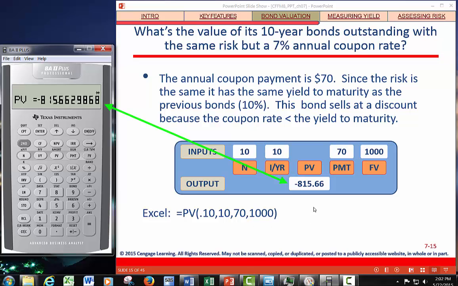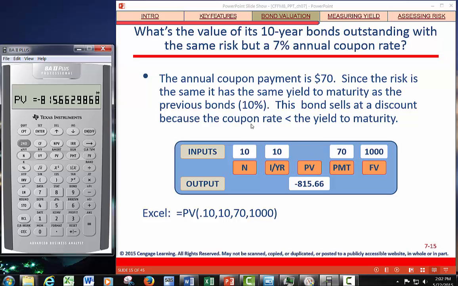And then I hit compute present value, and I get $815.66. So this bond is selling at a discount because it's less than $1,000, and it should sell for a discount based on the coupon rate being less than the yield to maturity, because currently the market interest rates are 10%, but I'm going to invest in a bond that's only going to give me 7%. So I pay less for that type of bond. That's just a way to think about it in terms of the premium bond and the discount bond.